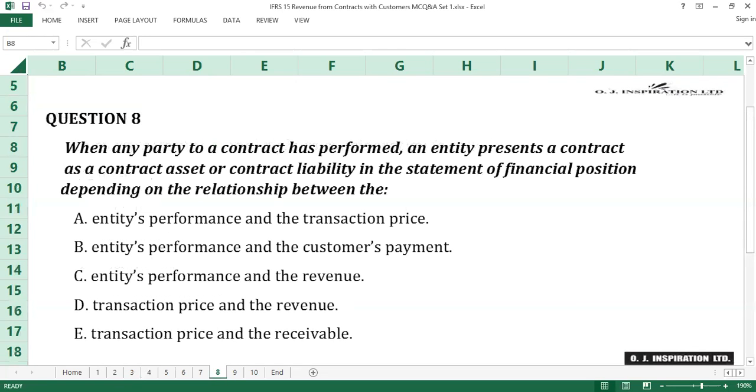Question number 8. The answer to question number 8 is B, entity's performance and the customer's payment. When either party to a contract has performed, an entity presents the contract in the statement of financial position as a contract asset or a contract liability, depending on the relationship between the entity's performance and the customer's payment. B is the answer to question number 8.